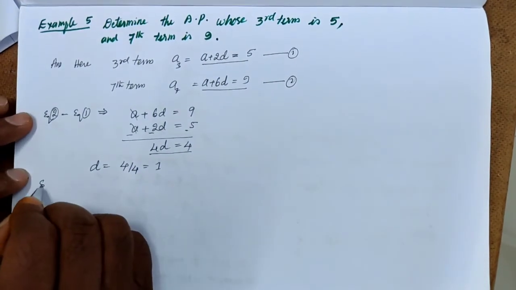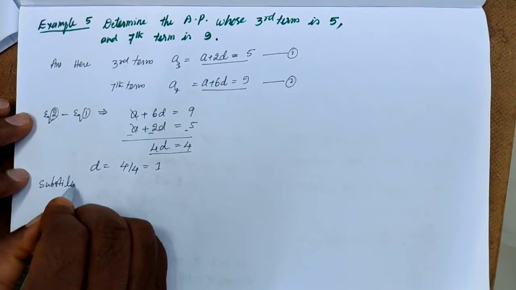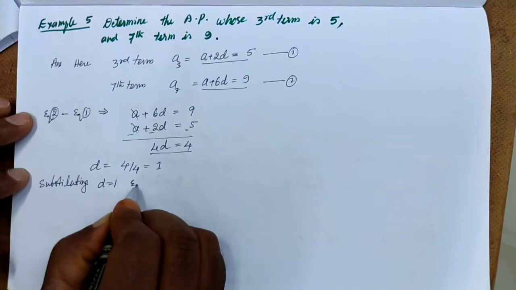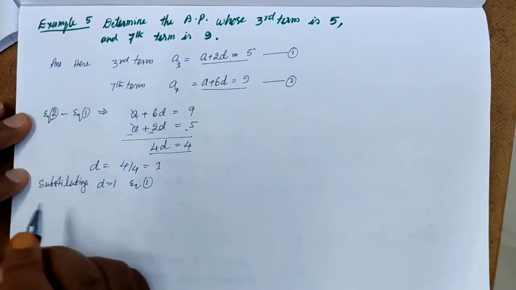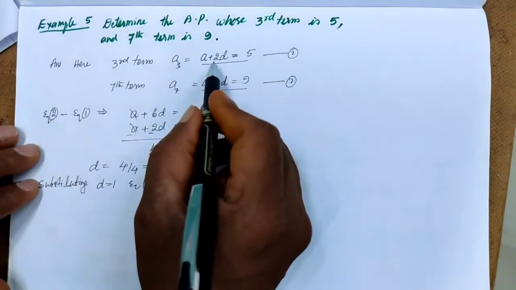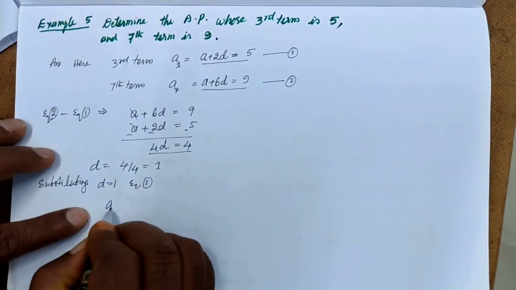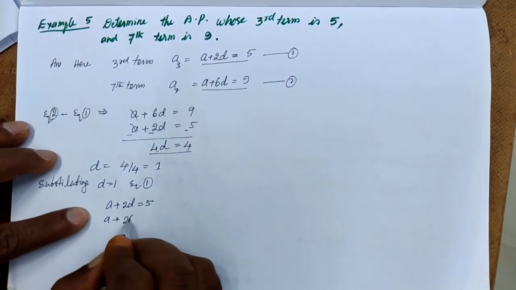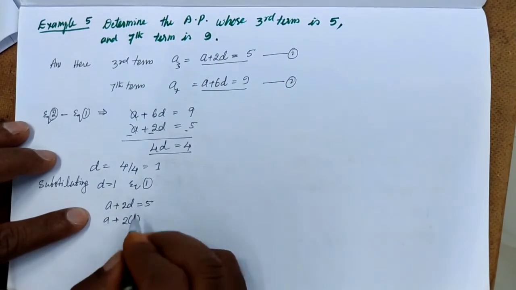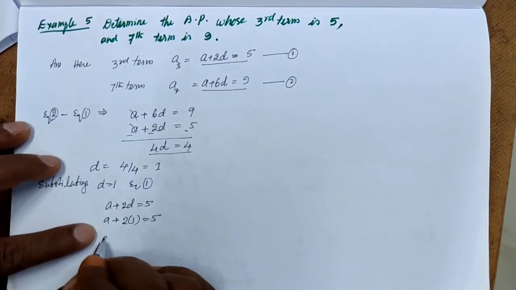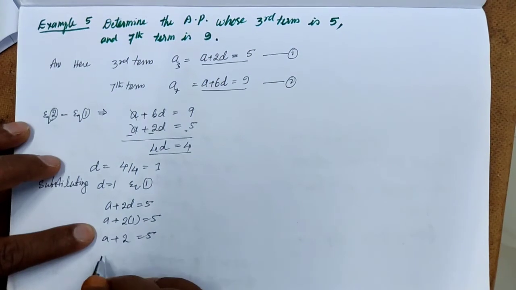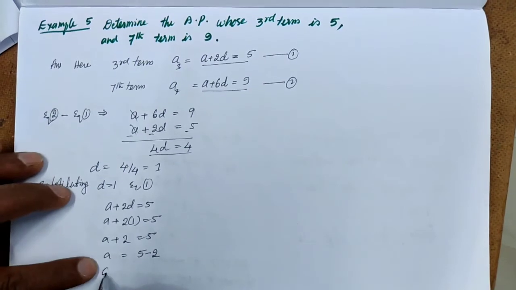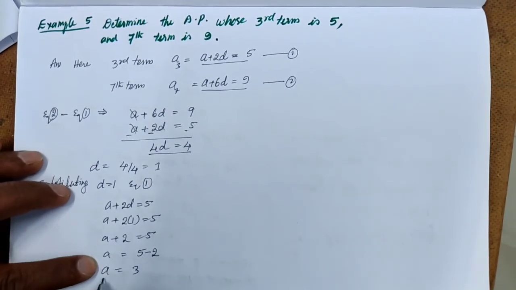Now substituting d is equal to 1 in equation 1. What is that equation? First equation, a plus 2d is equal to 5. Therefore a plus 2, since d is equal to 1, is equal to 5. Now a is equal to 5, transpose this 2 to that side, it will become minus 2. Therefore a is equal to 3. So the value of a is 3.